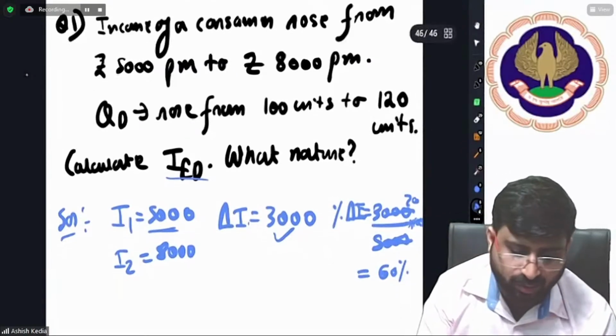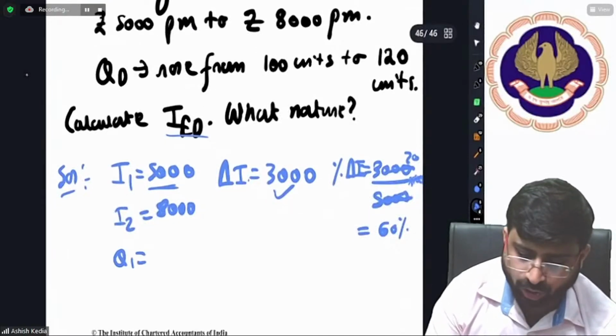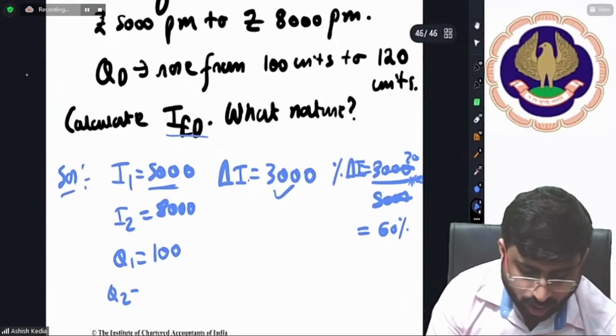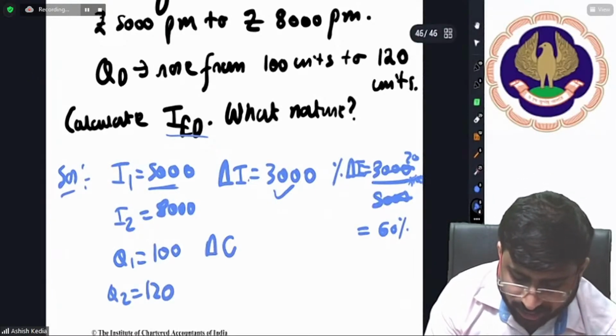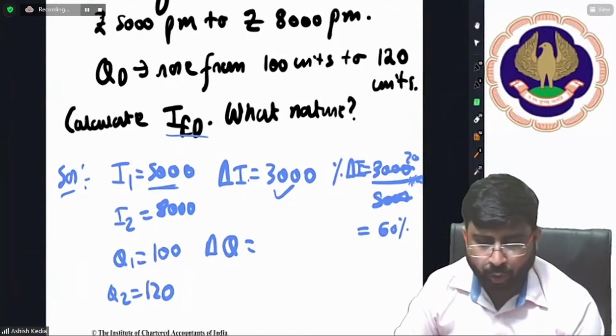Now what is the case with quantity demanded? Pay attention, everybody. Originally quantity demanded was 100. The new quantity is 120 units. So what is the change in quantity demanded? Yes, you guessed it correct.